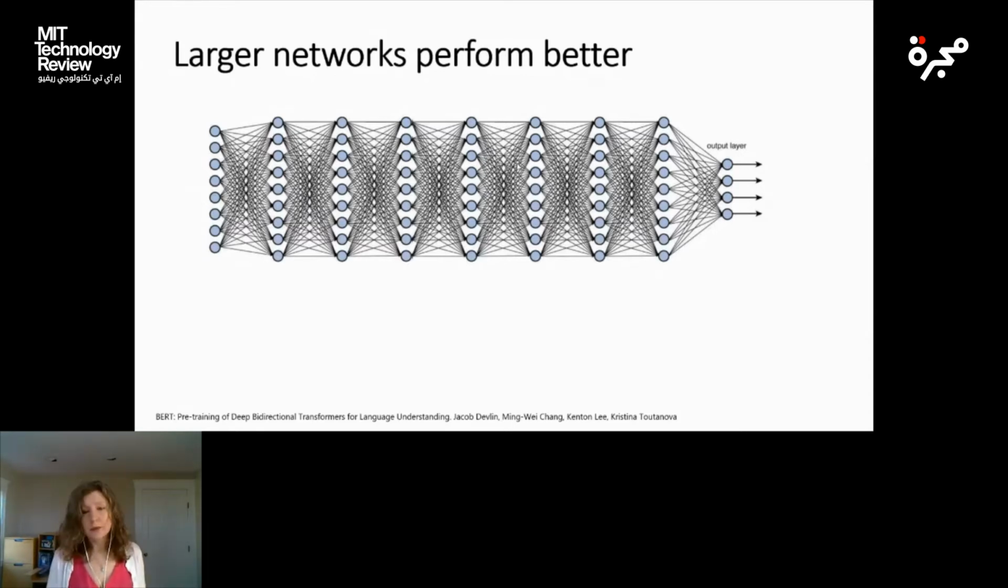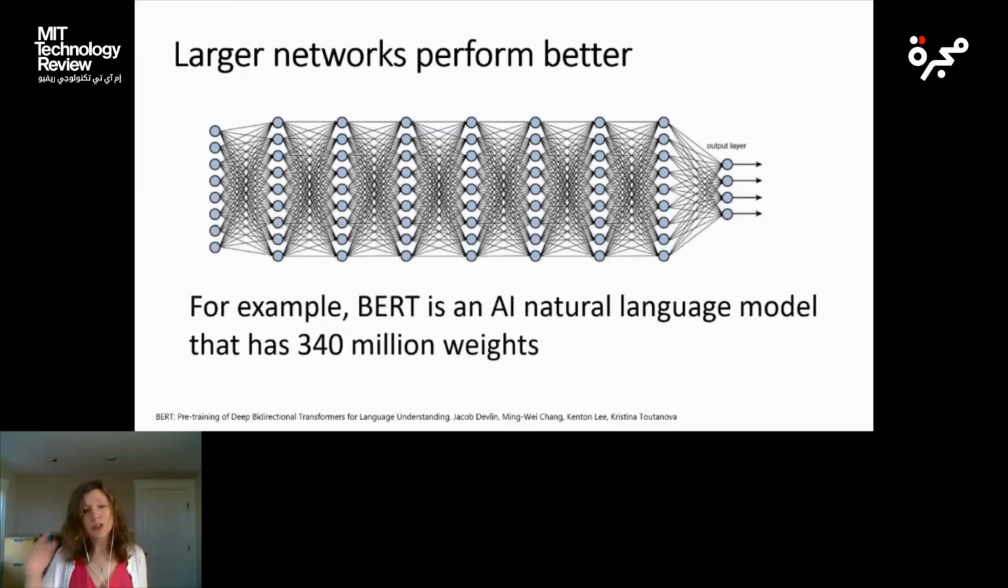And in the recent few years, the field of neural networks and artificial intelligence has discovered that the larger we make them, essentially the better they work. So we keep making them larger. For example, BERT is a type of AI model that learns from language, learns to process text, and it has 340 million connections, these weights, these connections between neurons. So that's a very large network.